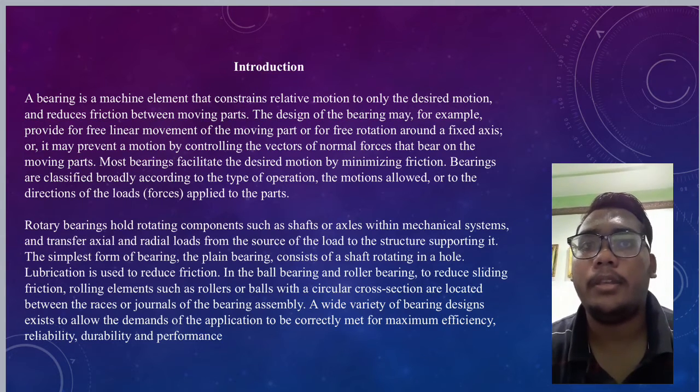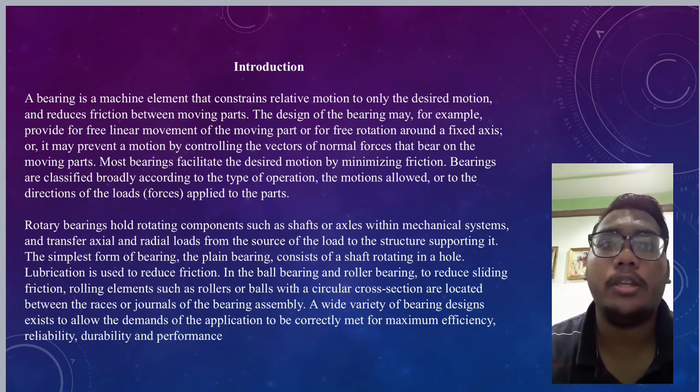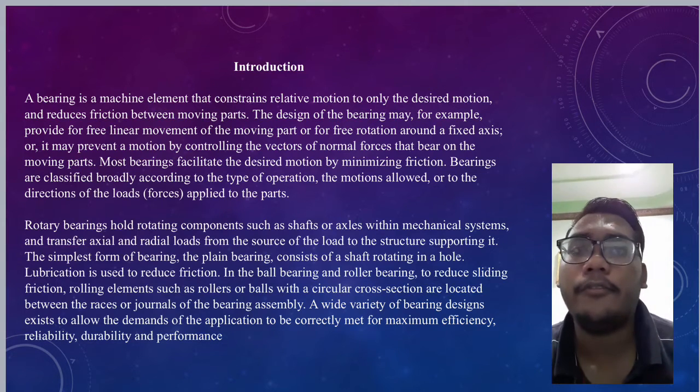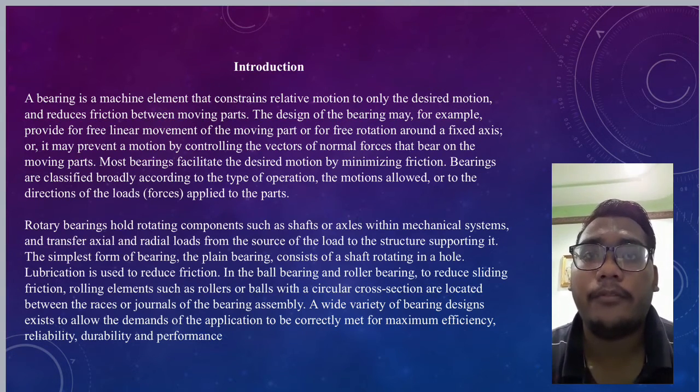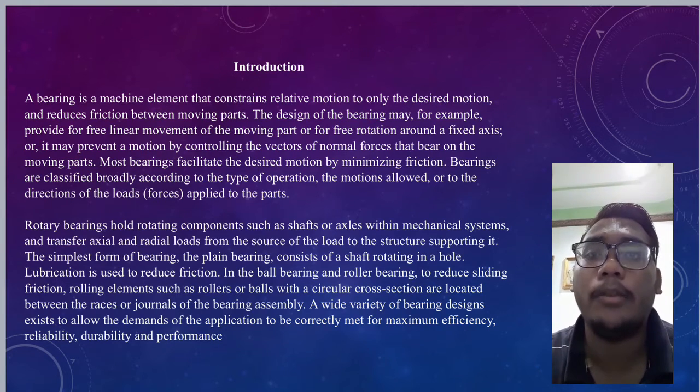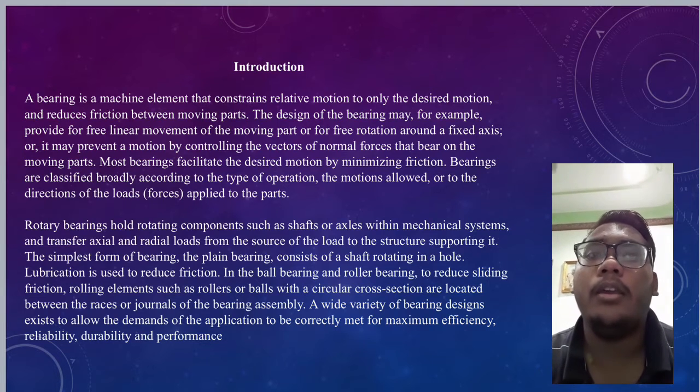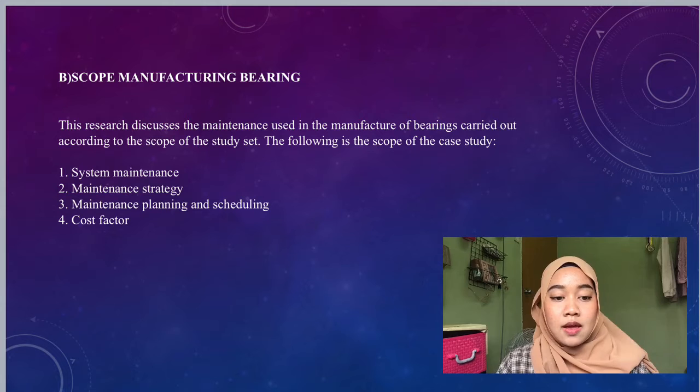A bearing is a machine element that constrains relative motion to only the desired motion and reduces friction between moving parts. The design of the bearing may, for example, provide for free linear movement of the moving part or a free rotation around a fixed axis, or it may prevent motion by controlling the vector of normal forces that bear on the moving part.